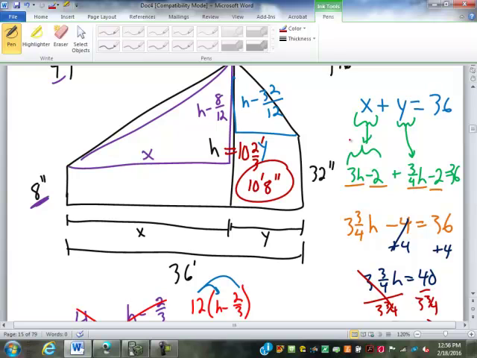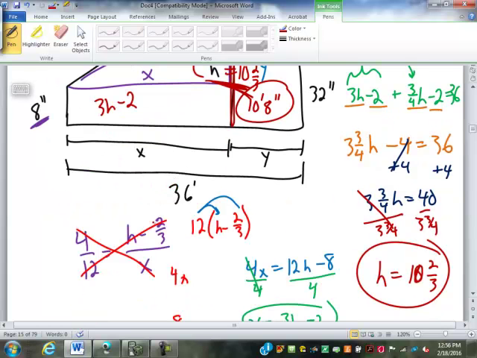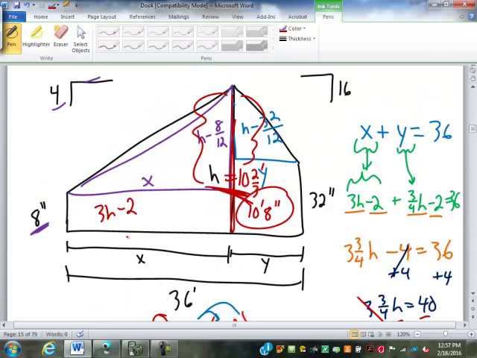So now what? X is 3h minus 2, right? Wait, hold on. Do we not have to worry about that 8 inches and the 32 inches? Nope, that was already accounted for. That h is what we found is all the way up. This here is going to be 8 inches less. This here would be 32 inches less. But we already counted. That's why we did the h minus 8 over 12 and the h minus 32 over 12. We accounted for those rises. Okay. So it truly is h that we found here.